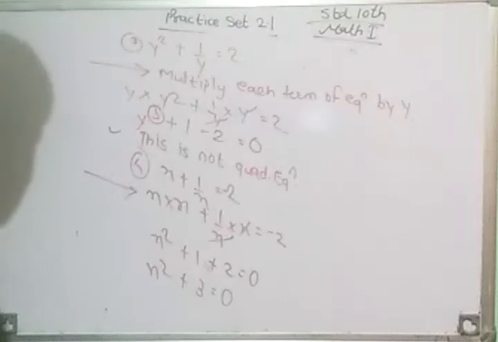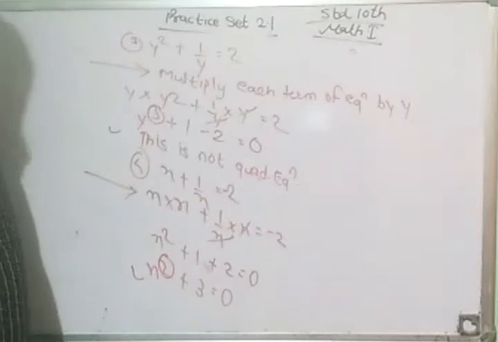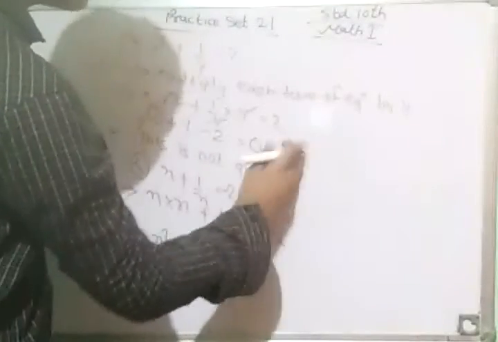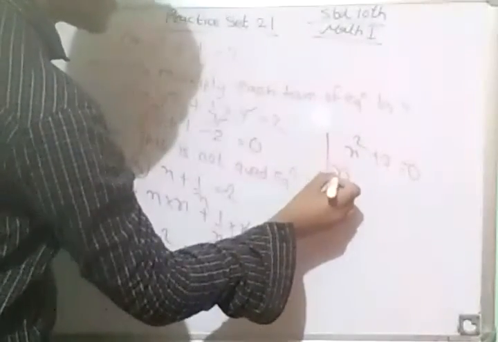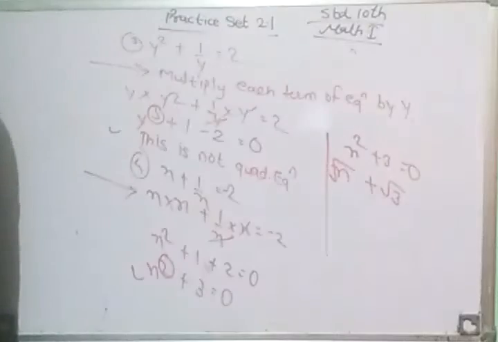Friend, this is a quadratic equation because the highest index is 2 and one variable is included. When we write x square plus 3 is equal to 0, it is like x plus under root 3, so we have satisfied the conditions of the quadratic equation. So friend, this is a quadratic equation.